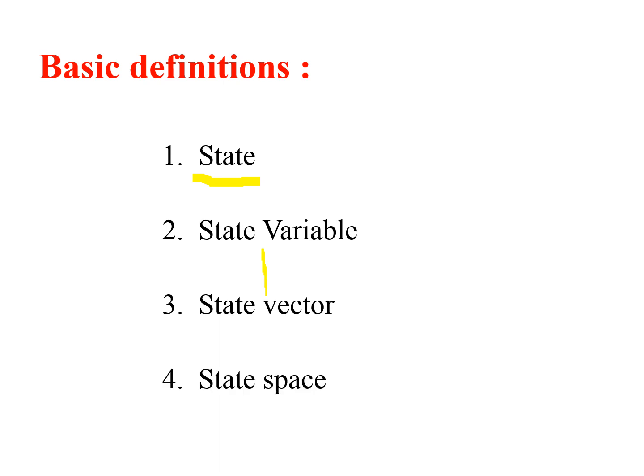And coming to the fourth one, that is state space. In this, the space can be represented by using n number of axes, that is nothing but state space. These are the basic definitions we require in the 5th unit.